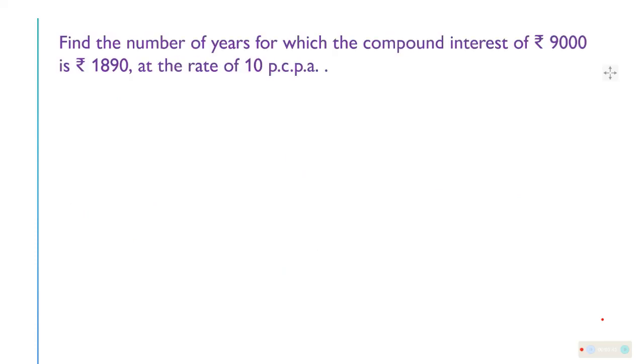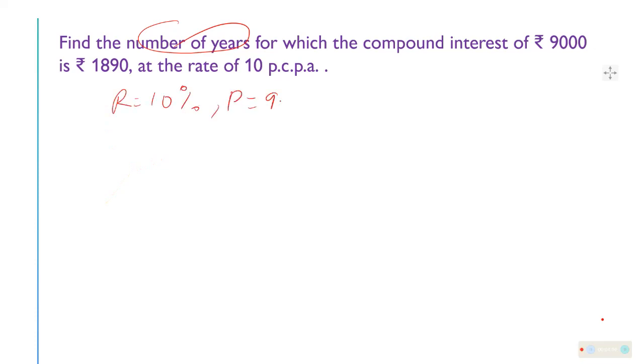Find the number of years for which the compound interest of 9000 is rupees 1890 at the rate of 10% per annum. Years is asked. Find the number of years. Earlier the amount was asked, earlier the principal was asked, now the year is asked. Correct. Rate of interest is given as 10%.